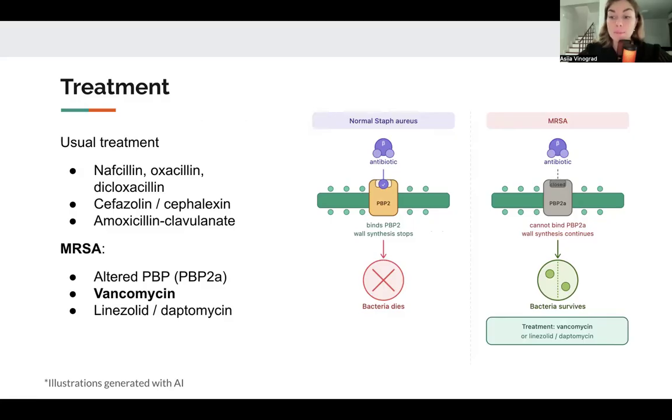vancomycin is number 1. Daptomycin is an alternative. Linezolid is second choice, especially for hospital-acquired pneumonia. Exam rule: patient in the hospital, severe pneumonia, not responding to beta-lactams. The answer is vancomycin.